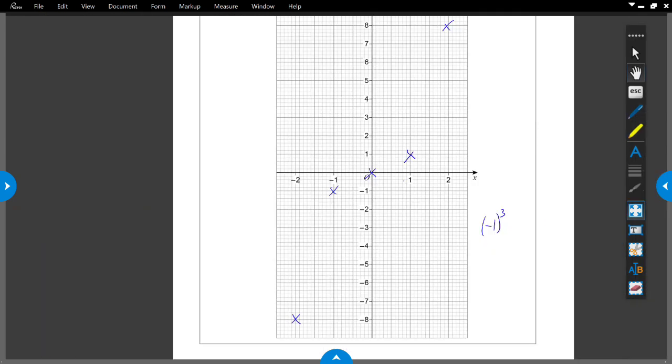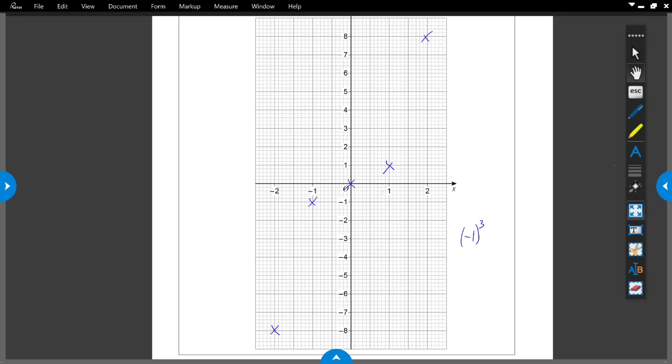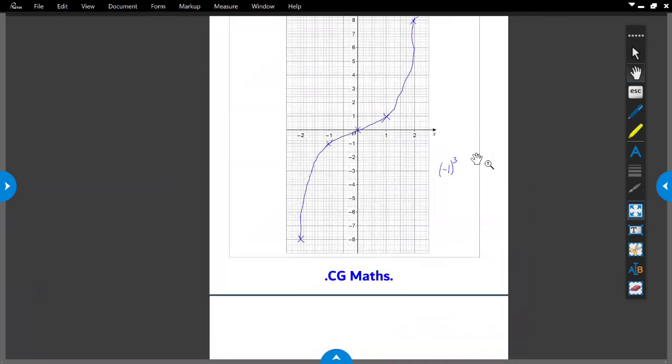So plotted all the points on the graph, now we just need to join it with a curve. This is a cubic, we call it. But again, we just want to make sure we go through all of these points if we can. It doesn't matter if there's a little wobble like I did there. Don't accept that, that's fine. It's in the right shape and it's going through the points, so that's all good.